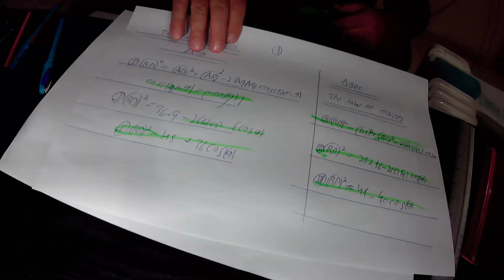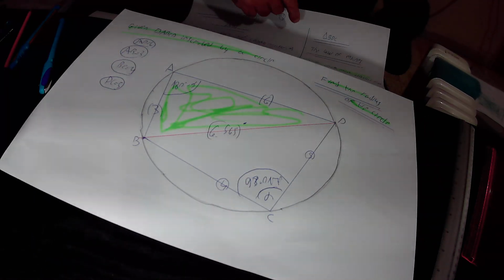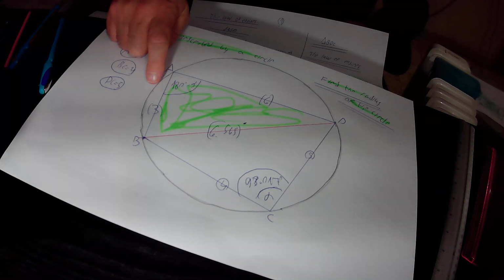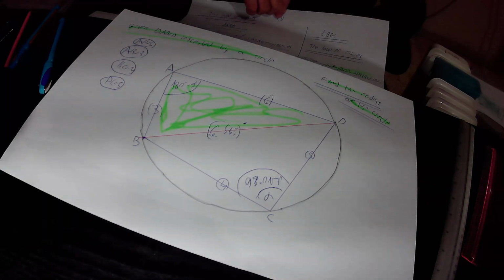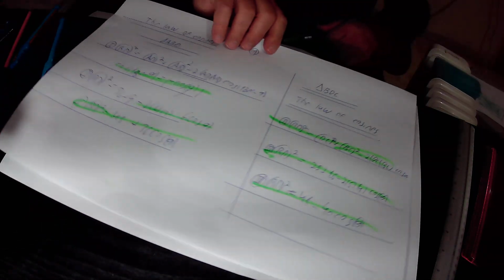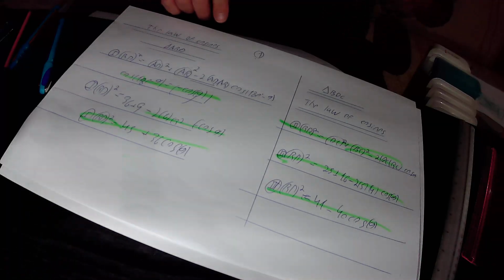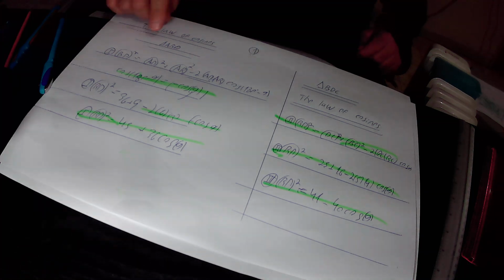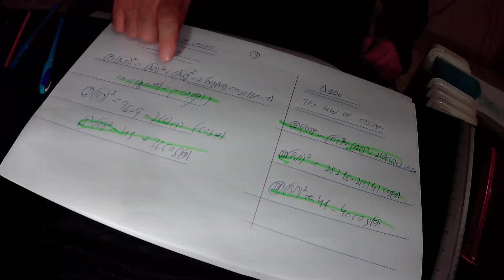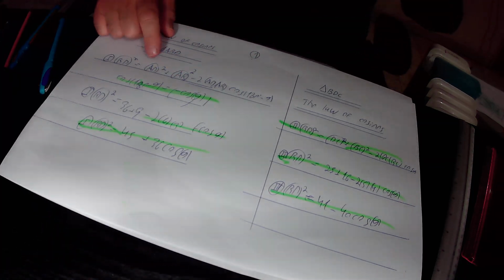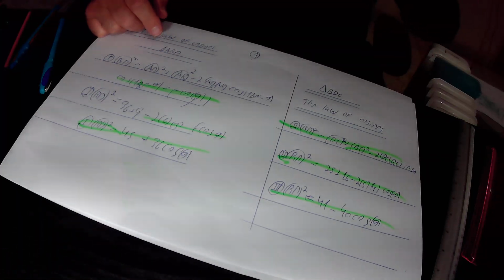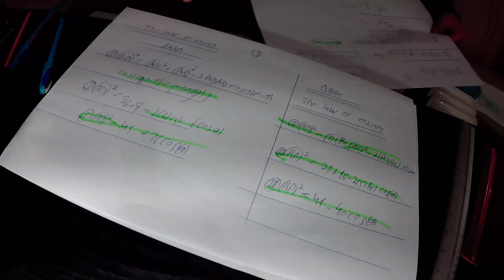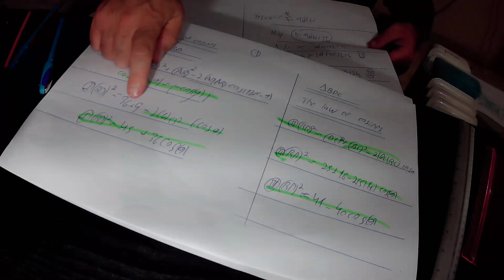AD is 6, therefore AD square is 6 squared, that is 36, plus AB square. AB is 3, therefore AB square is 3 squared, that is 9. So we found out that BD square equals 36 plus 9, plus 45.